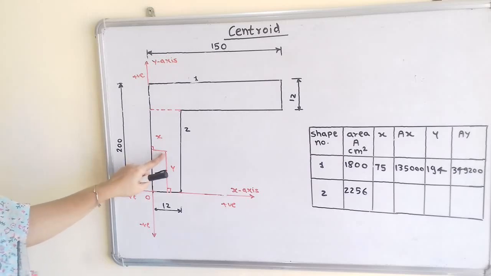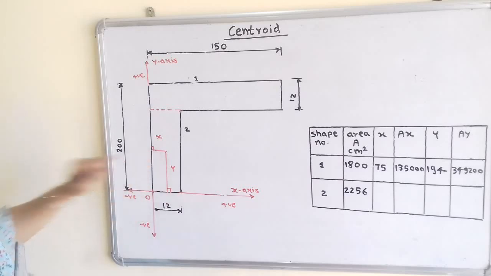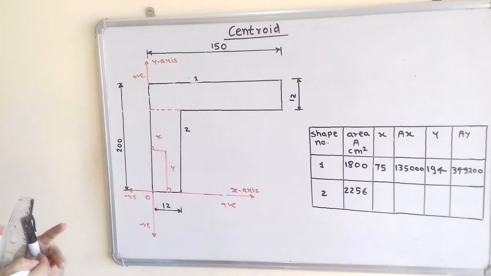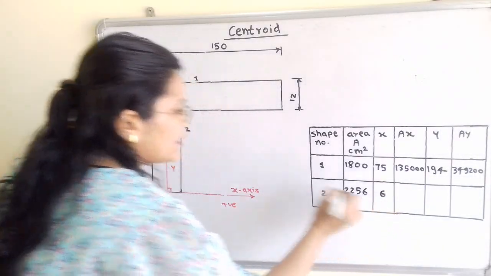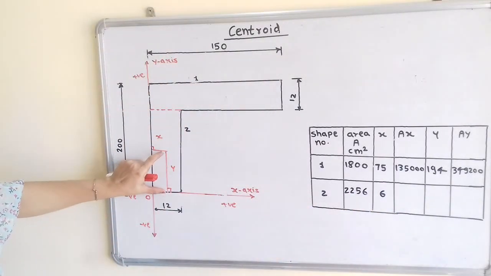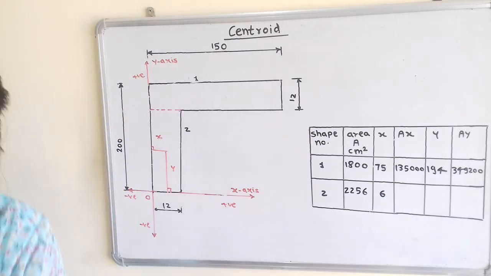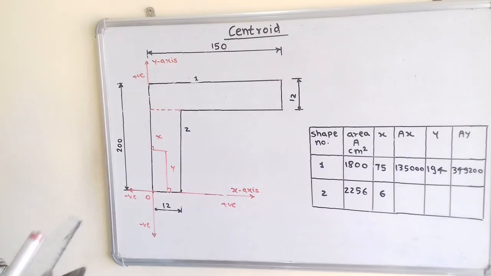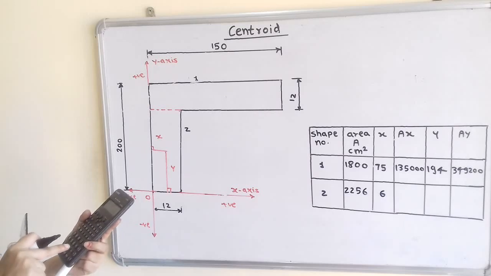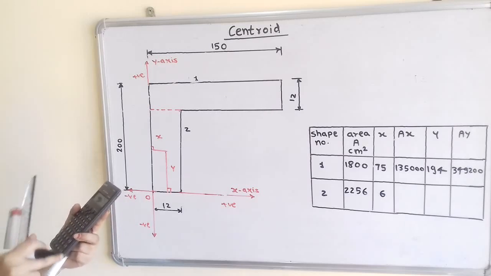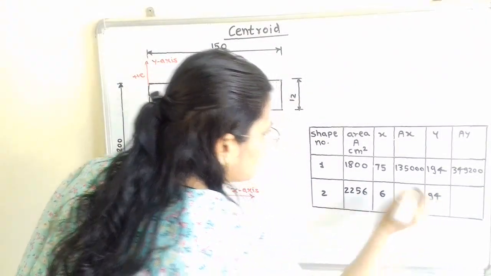So how to find out value of x? So if we observe, this is the center point, that is 12 divided by 2 and that is equal to 6. So we will show here the value is equal to 6. Next we have to find out this vertical distance. Now this total length is 200 minus 12. So we will calculate here 200 minus 12, that is equal to 188 divided by 2, and that is equal to 94. So value of y I will write here as 94.